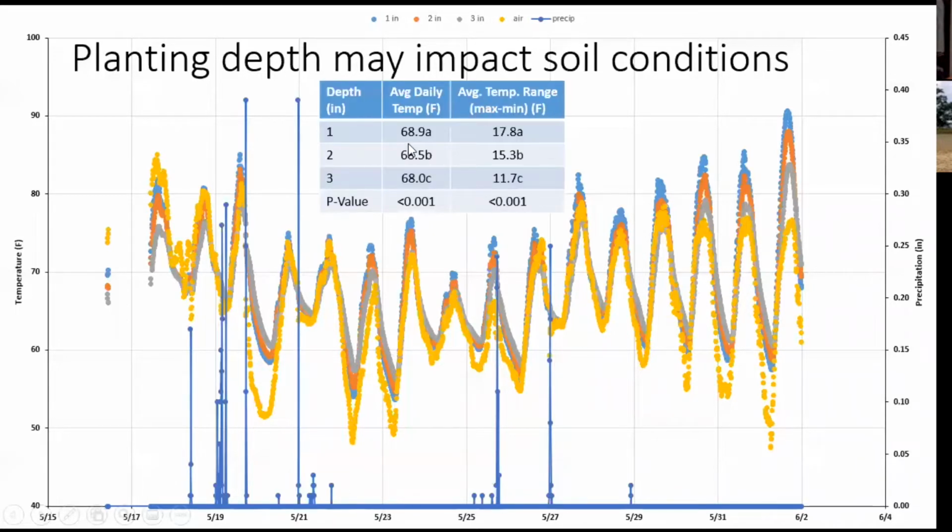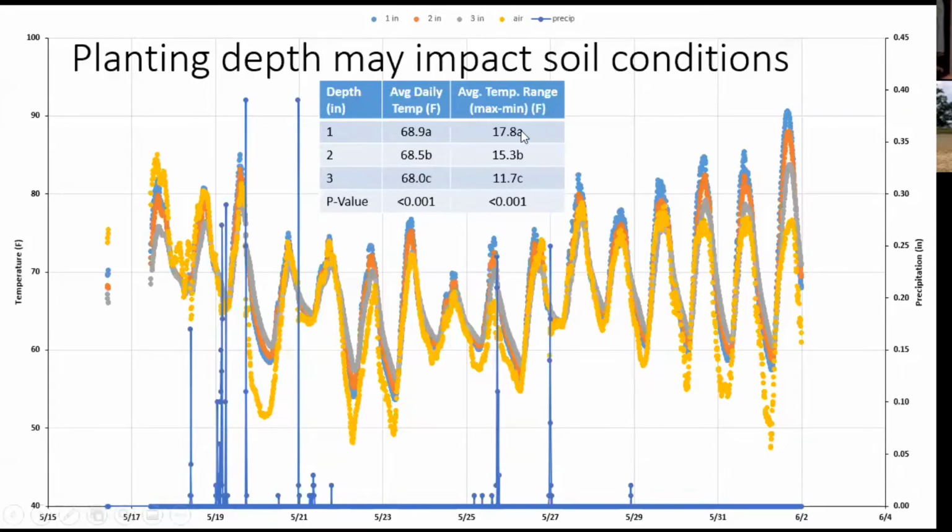The other thing to think about here is the depth of planting affected our temperature accumulation. So at our 1-inch depth, the average temperature was actually about 69 degrees on this particular planting window, an emergence window. But just 2 inches below at our 3-inch planting depth, the average daily temperature was about a degree less. So it was cooler on average.